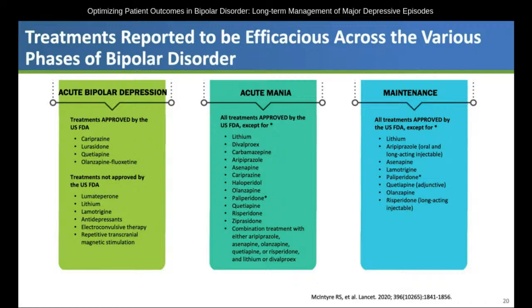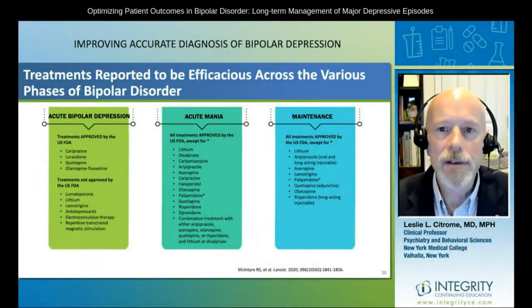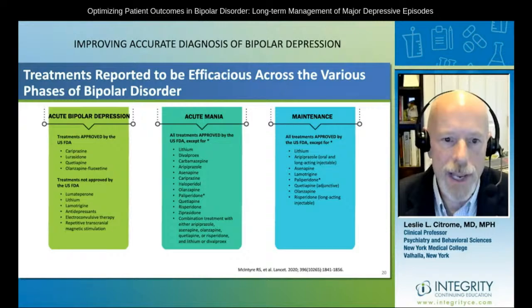And if we look at the number of choices we have available for acute mania, they're much more than 4, and for maintenance, much more than 4 as well. I like to have choices because each of these different choices have different profiles in terms of tolerability and suitability for the individual patient at hand.